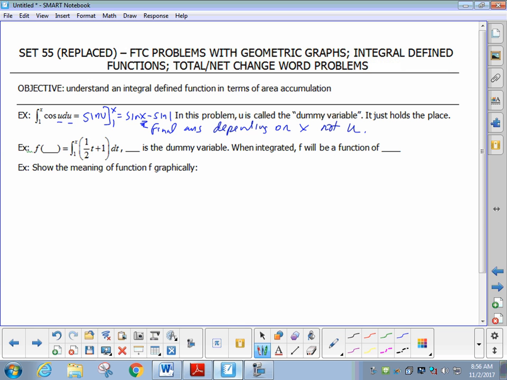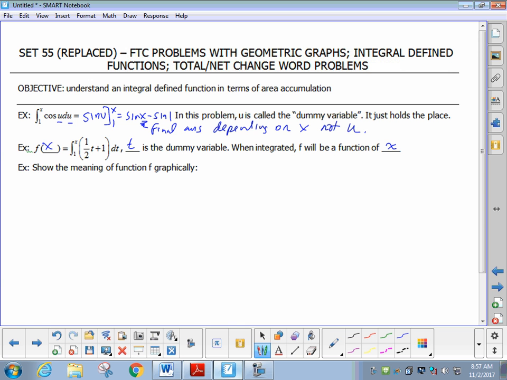This function, what's the dummy variable? T. T is the dummy variable, just kind of holding the place until you integrate and substitute in. When integrated, after it's all done, the function will be a function of x. This is actually a function of x. Despite the fact you see t's in the integral, it's actually a function of x.